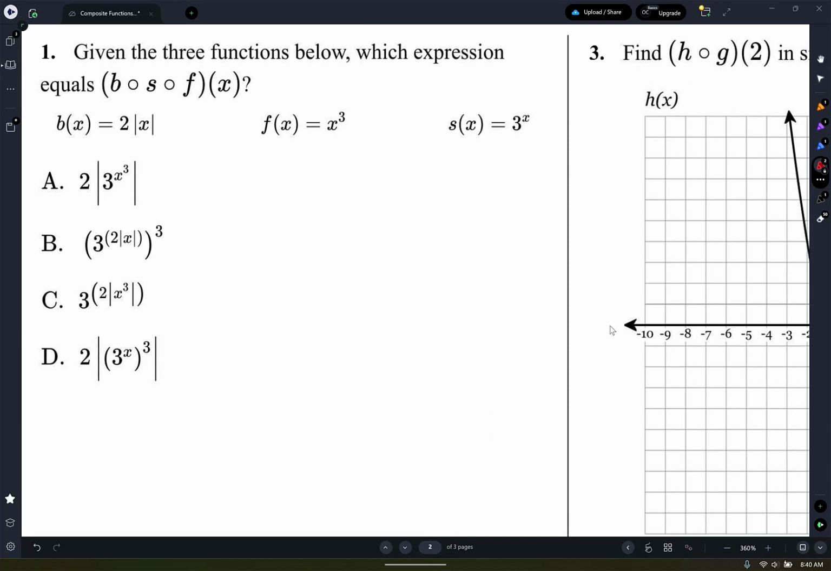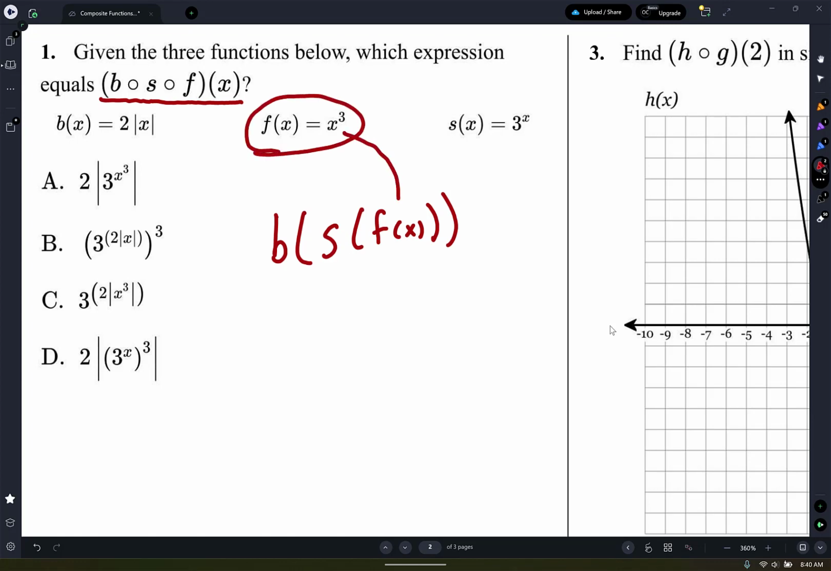All right, you just start from the left, read it left to right. It means this, B of S of F of X. Let's see, that one closes that one. I need one more. That's what it means. Start with the f of x. What was f of x, guys? Yeah, x cubed. So start with that. B of s, and then insert x cubed in for f of x. Close, close.